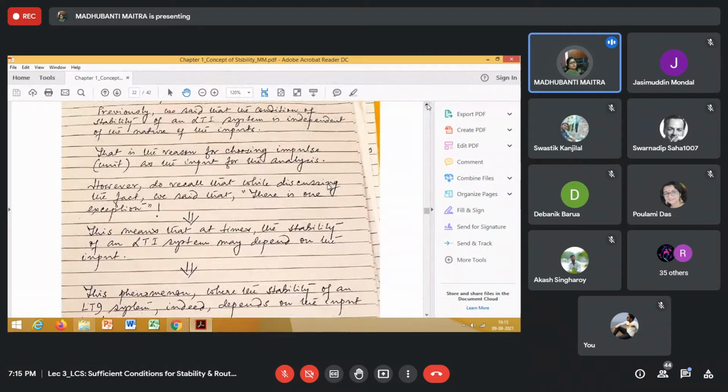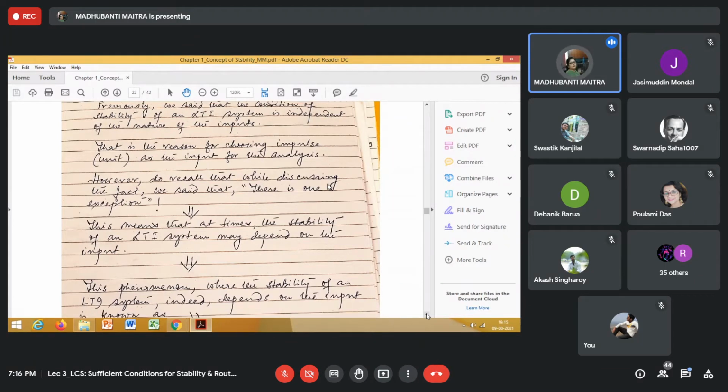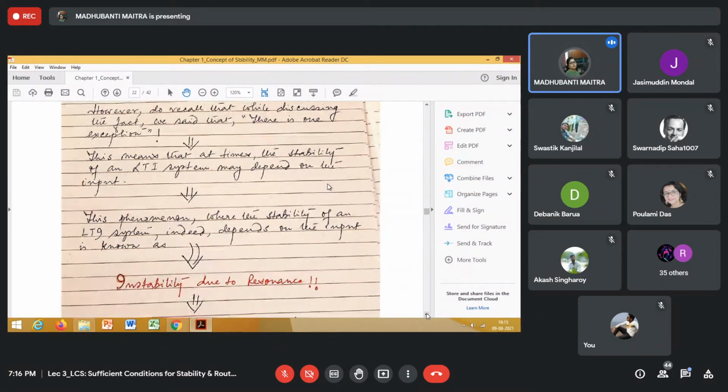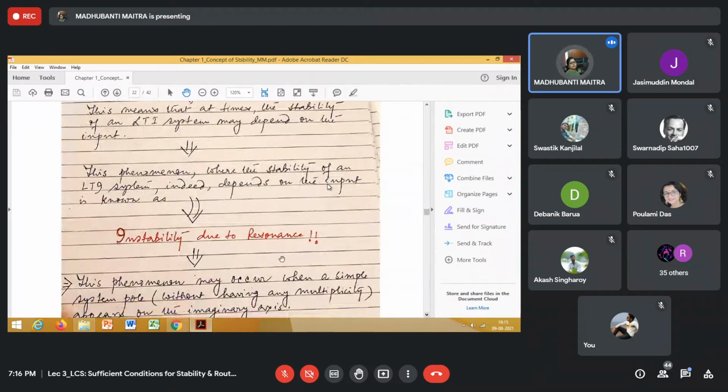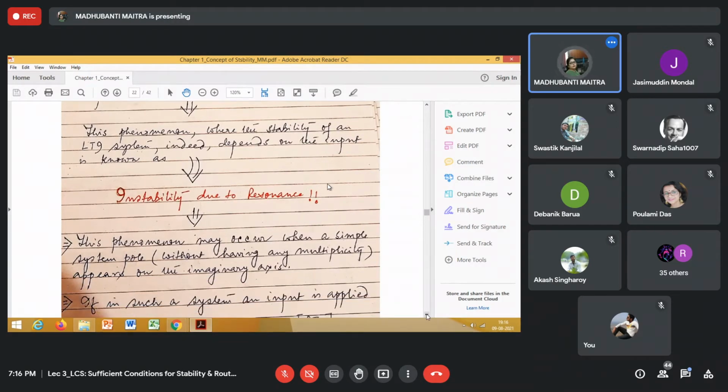So already we have argued that the condition of stability of an LTI system is independent of the nature of the inputs. There is one exception, where the stability of the system will actually depend upon the nature of the input, and this phenomenon is known as instability due to resonance.